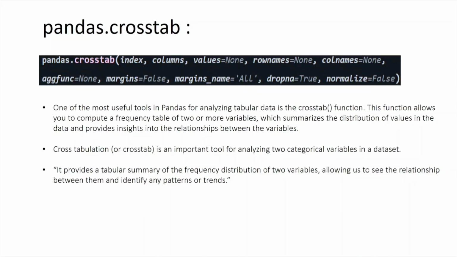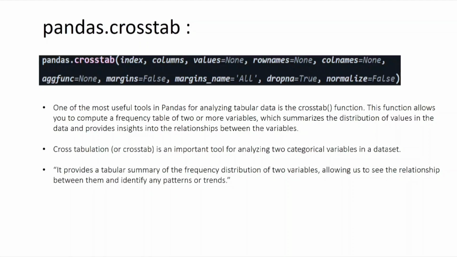Today we are going to delve into a powerful technique for analyzing categorical data, cross-tab analysis. One of the most useful tools in Pandas for analyzing tabular data is the crosstab function. This function allows you to compute a frequency table of two or more variables, which summarizes the distribution of values in the data and provides insights into the relationships between the variables.